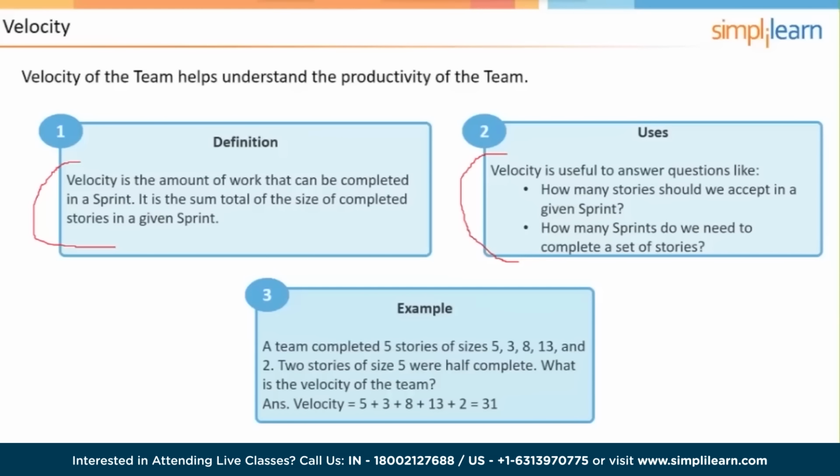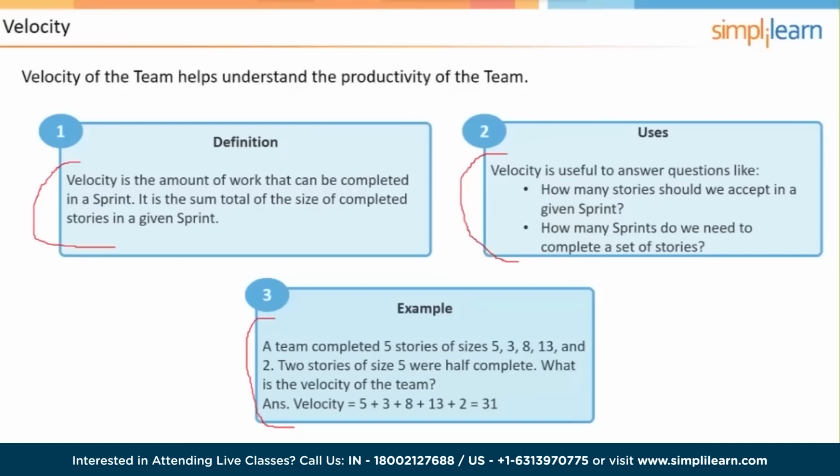And here's an example. In box number 3, a team completed 5 user stories that were sized 5, 3, 8, 13, and 2. 2 user stories, each sized 5, were left half complete. What is the velocity of the team? And the answer is either going to be 31 or 36.